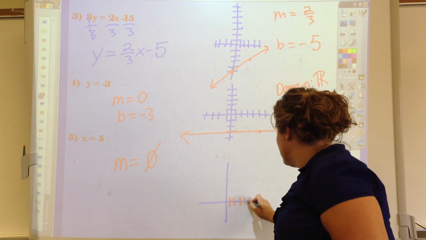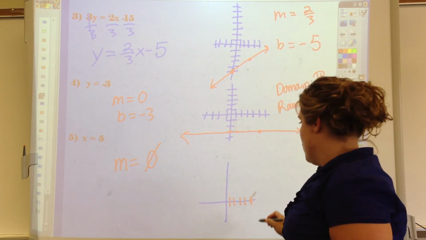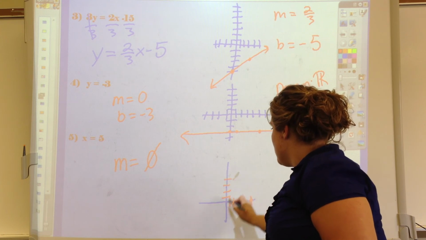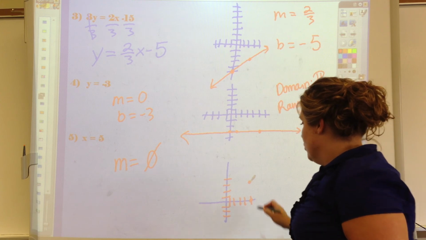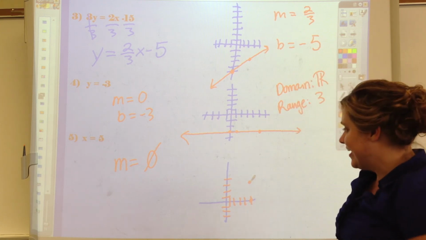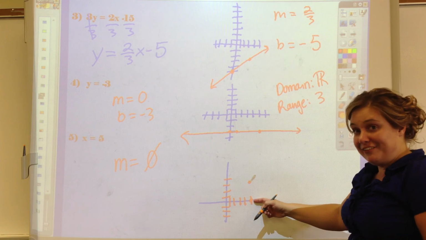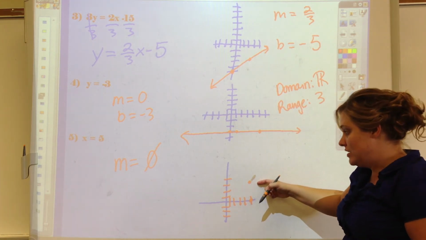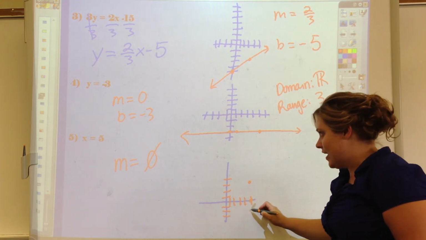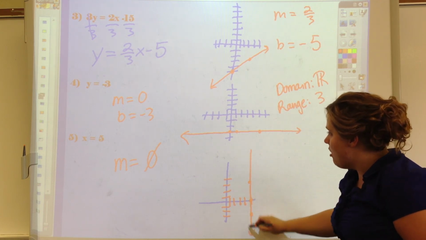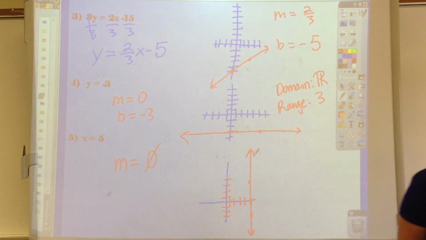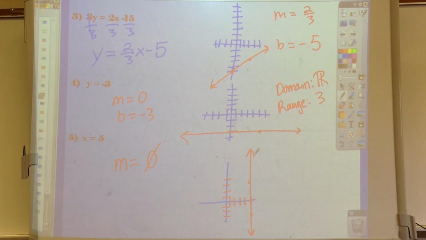X is equal to 5 when y is 0. X is equal to 5 when y is 3. And x is equal to 5 when y is -3. Notice the kind of line that we are always going to get when we have x equals. X is the straight up dude. He is always vertical and always on the job. He is always straight up.